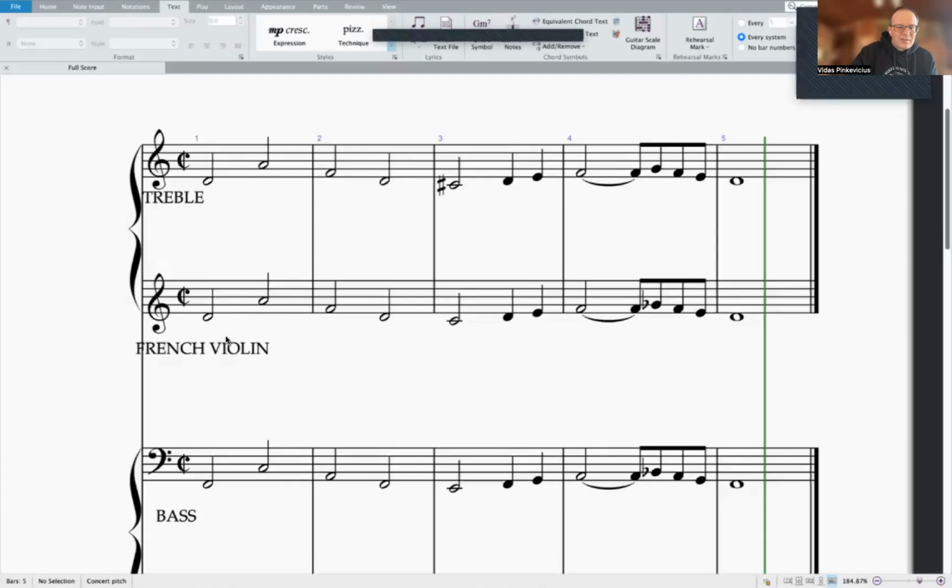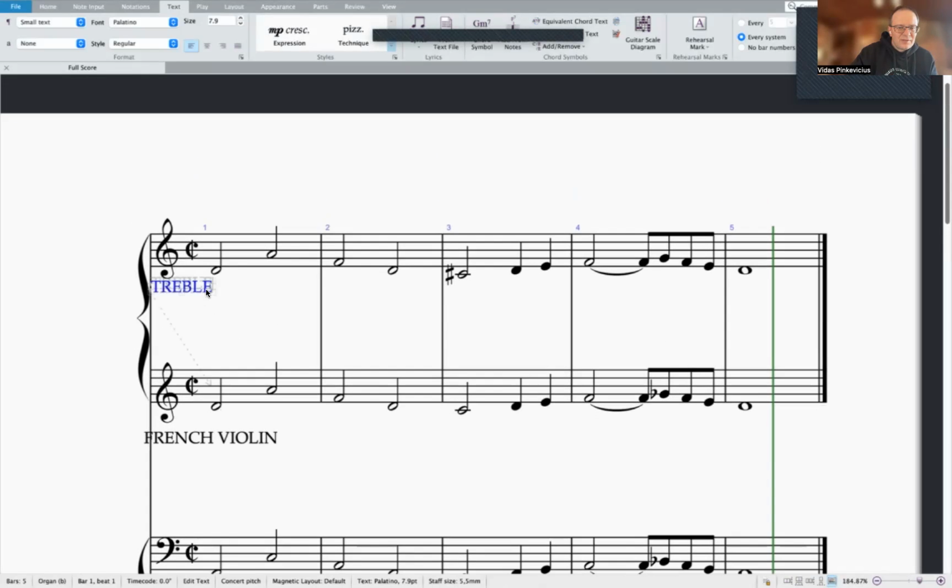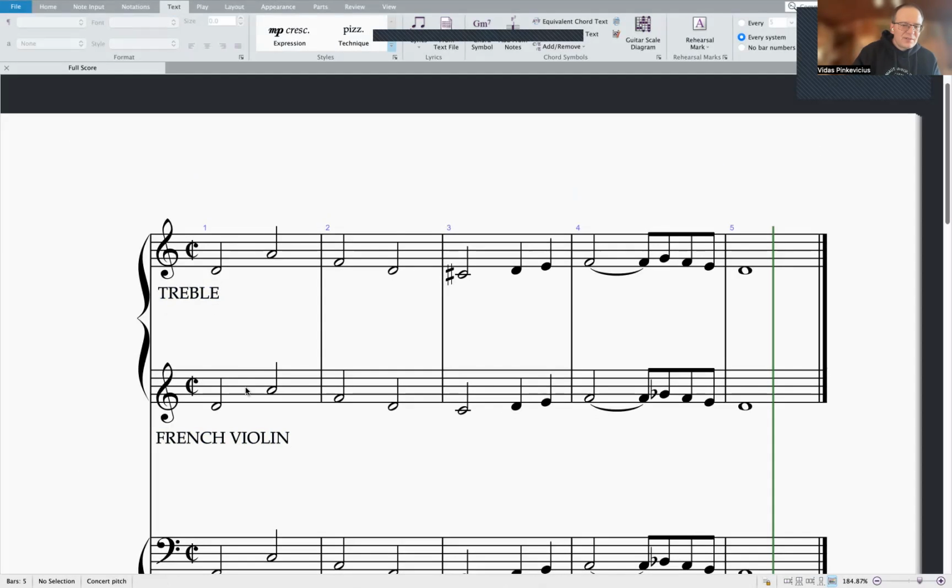So, interesting review of all these clefs, right? If you don't believe me how easy it is to transpose, you just need to figure out the interval, right?